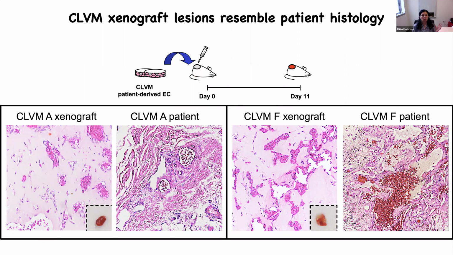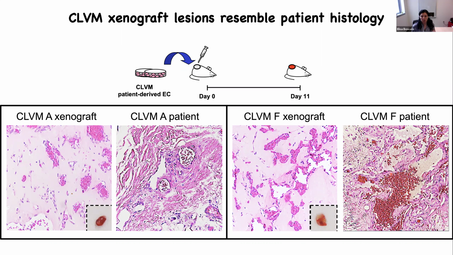And as you can see here, those are sections of the lesions that the cells formed, of the xenograft. And the cells from patients form vascular lesions that are similar to the histology of the patients from where we obtained the cells. You can see here, this is the identifier. We call this patient A. This is a xenograft, and here we have the patient histology. Here we have another patient F, xenograft, and histology.